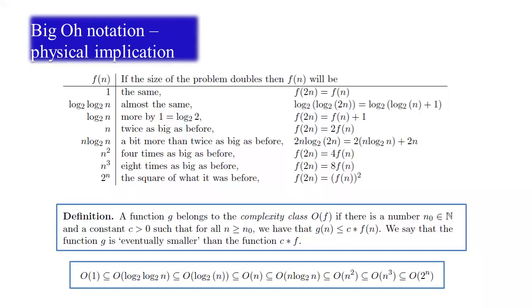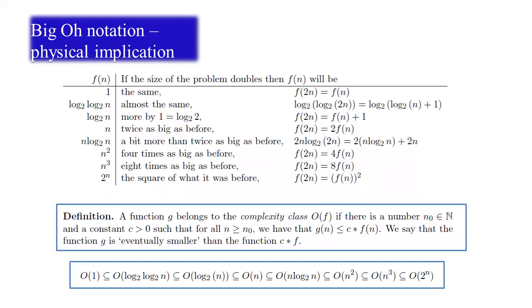Now the final takeaway point is: a function g belongs to the complexity class if there is a number n naught and a constant c, such that for all n greater than n naught, we have g of n less than or equal to c into f of n. This was the definition of the big O notation that we had in the earlier lectures. We're just reiterating it. We say that the function g is going to be eventually smaller than c into f of n.